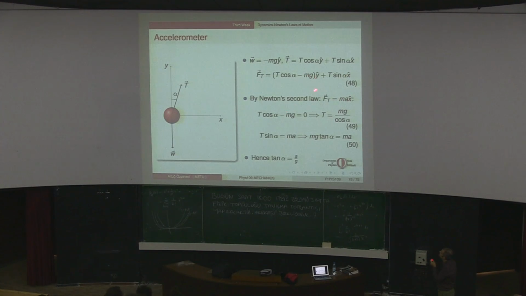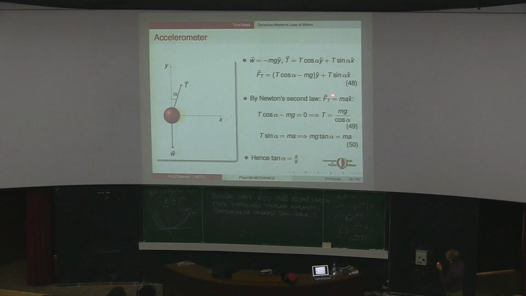Along the y-hat direction, the force has the component T cosine alpha minus mg. But the net force, according to Newton's second law, shouldn't have any y component. So T cosine alpha minus mg should be 0. From here, we know what the tension in the string is.